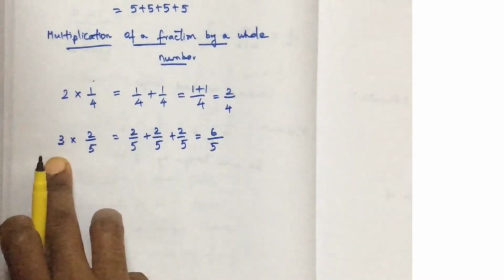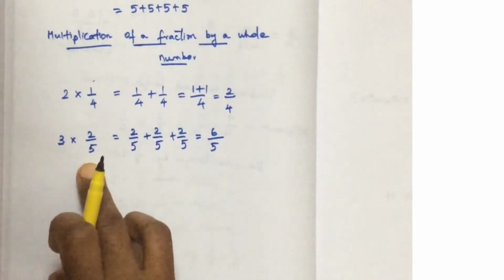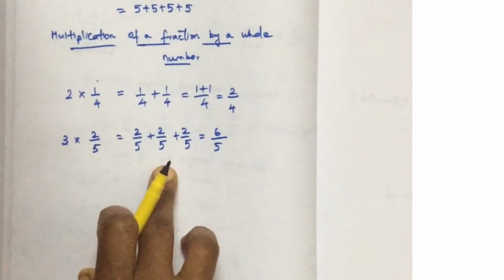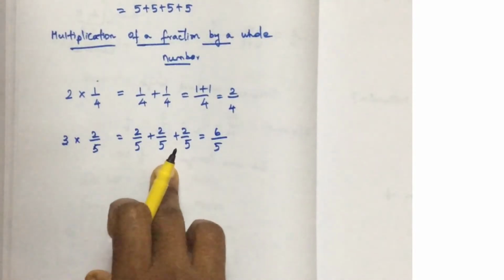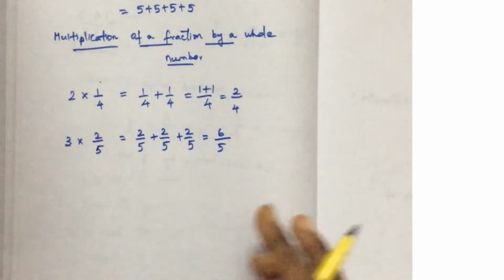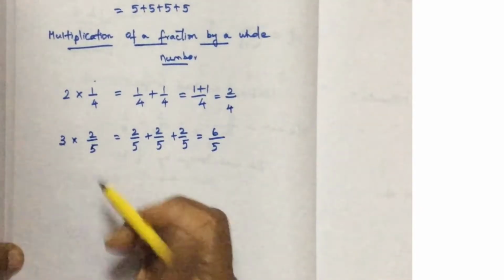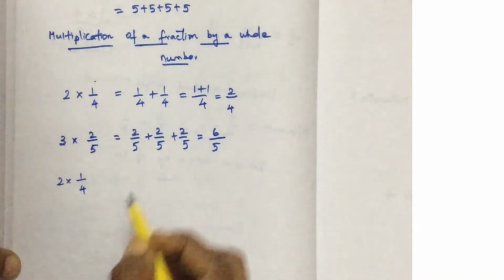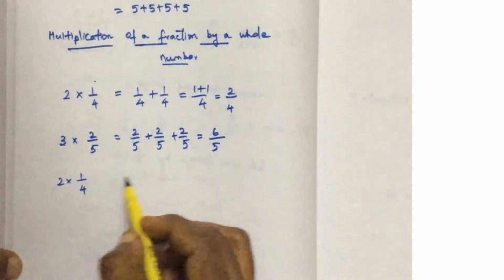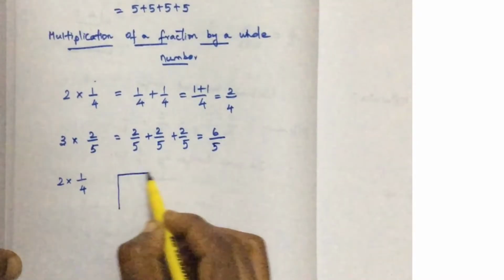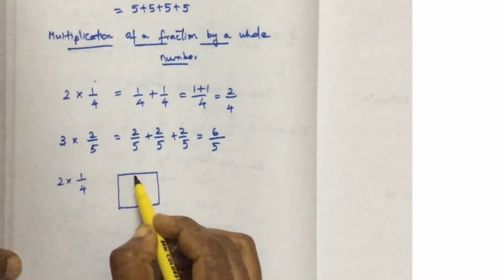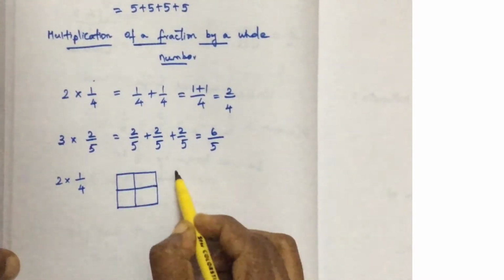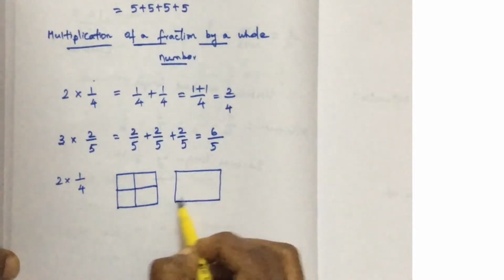So this is a whole number and this is a fraction. This is how we can consider multiplication as repeated addition. Now if you want to draw it, how will we do it? So 2 multiplied by 1 by 4. I want to draw it and show. Suppose we take this box, and this is another box.